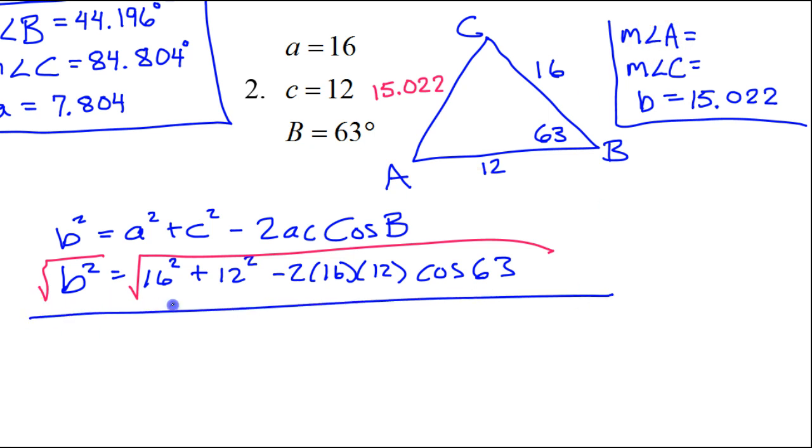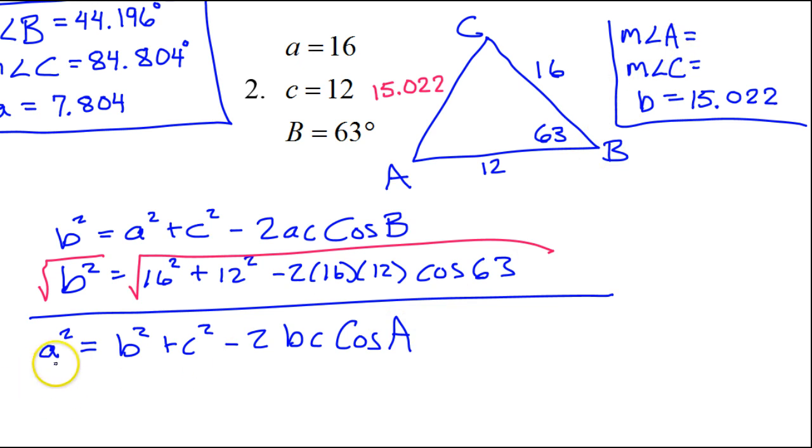Alright, let's go back now and find the measure of angle A. Since I'm looking for the measure of angle A, I'm going to start off with the version of the law of cosines that goes A squared equals B squared plus C squared minus 2BC cosine of angle A. This is how I will find angle A.